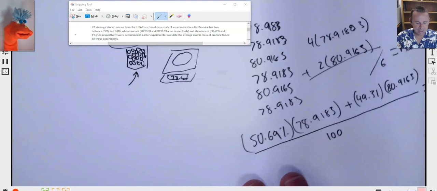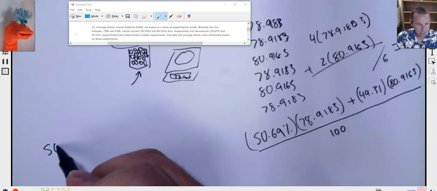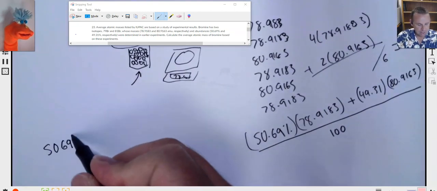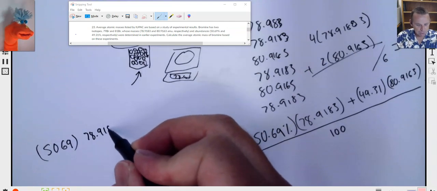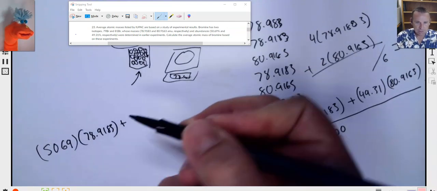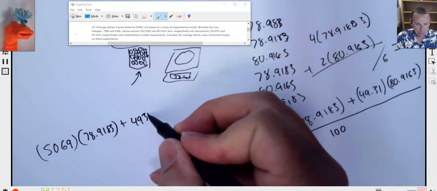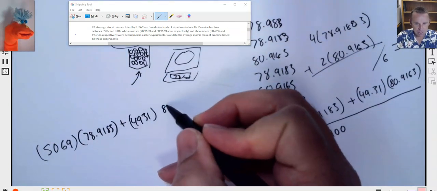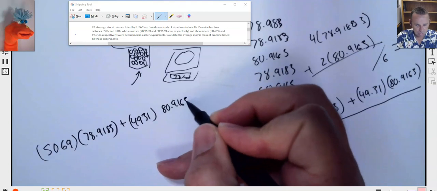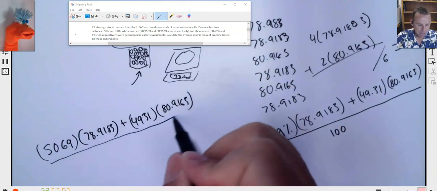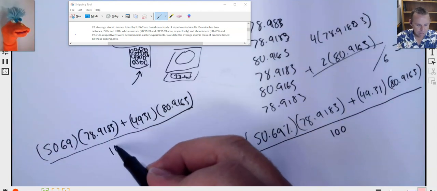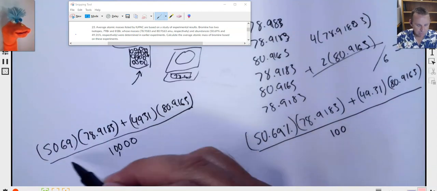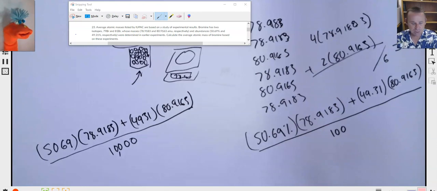I could also have done it like this. I could have said there was actually 5,069 atoms that had a mass of 78.9183 and 4,931 atoms that had a mass of 80.9163. And then I can divide that by what? What would I divide that by? By 10,000. That's right. So this is a representation of it having 10,000 atoms in the hat.